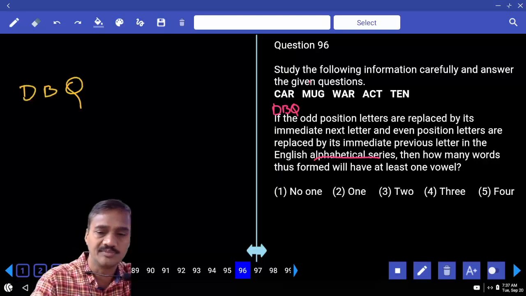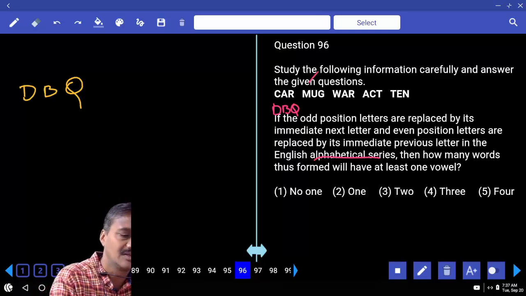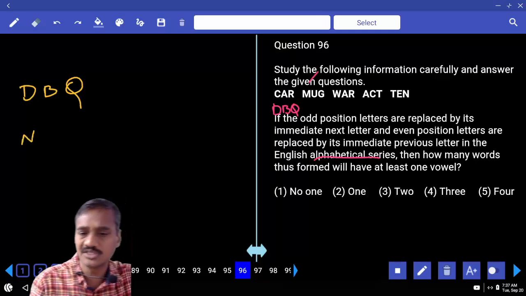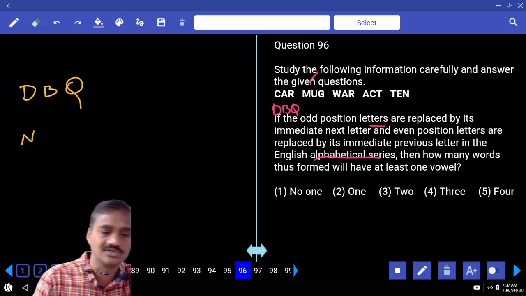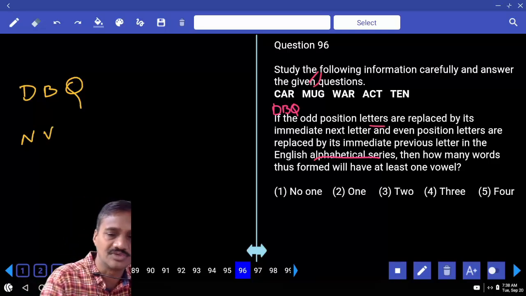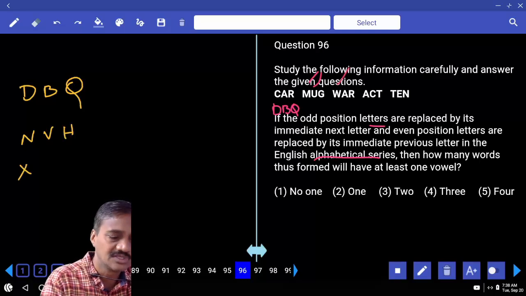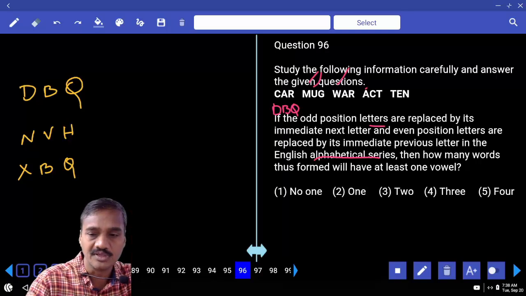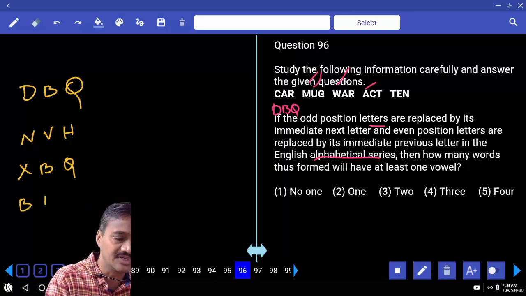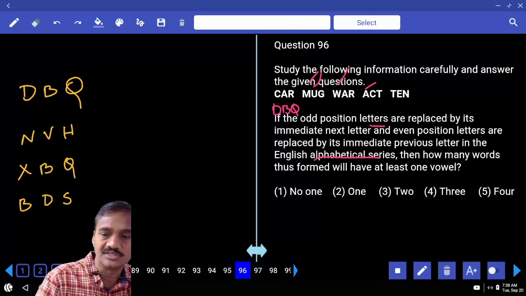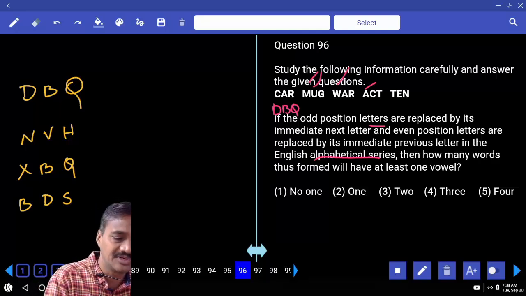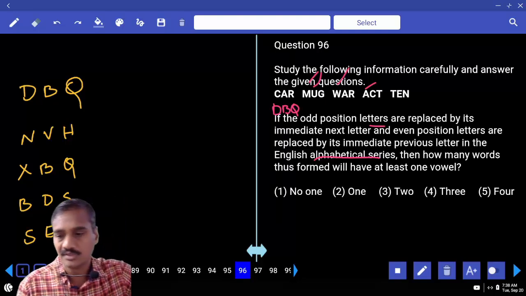Then next one, M. Odd number, so what should we do? N. And U is what? If odd, plus 1. Replaced by its next letter. N. And U is 21 plus 1, 22. And G plus 1, H. NVH. Now W plus 1, X. A plus 1, B. R, even, 18. 18 minus 1, what is it? Q. And A plus 1, B. C plus 1, D. T minus 1, S. And T, now T is an even number. What should an even number become? Minus 1. S. E plus 1, F. N minus 1, M. Then the previous letter in the English alphabetical series.